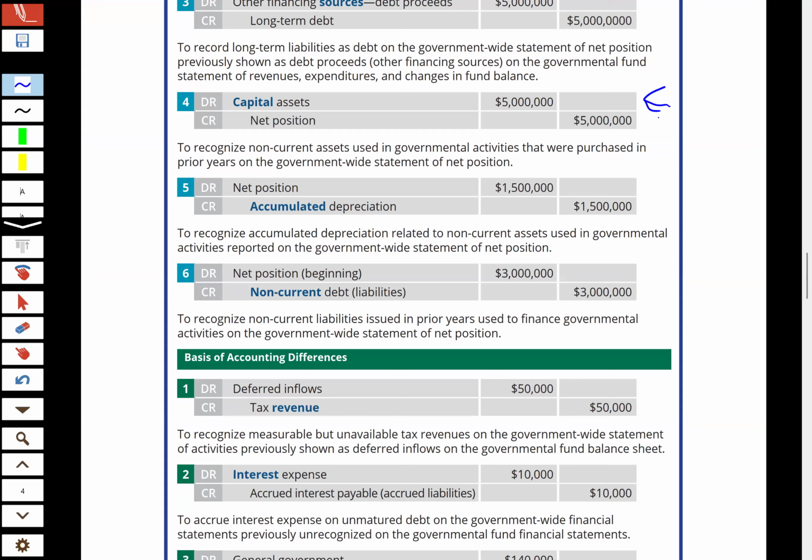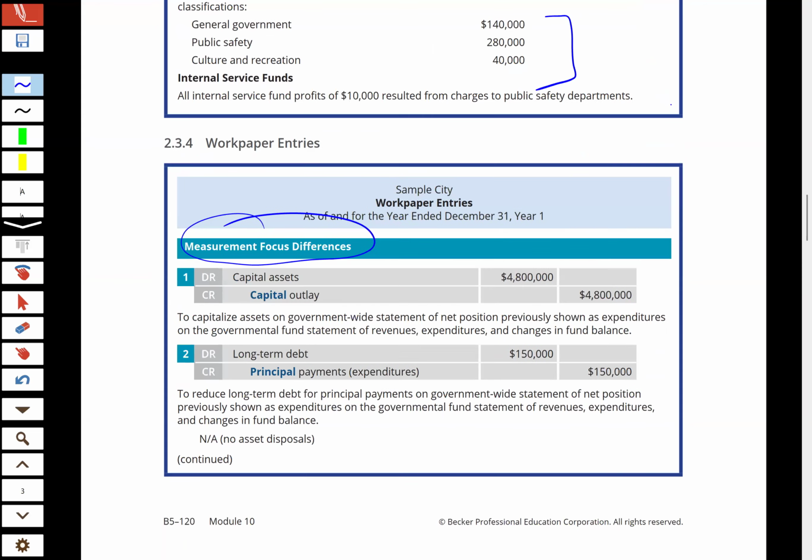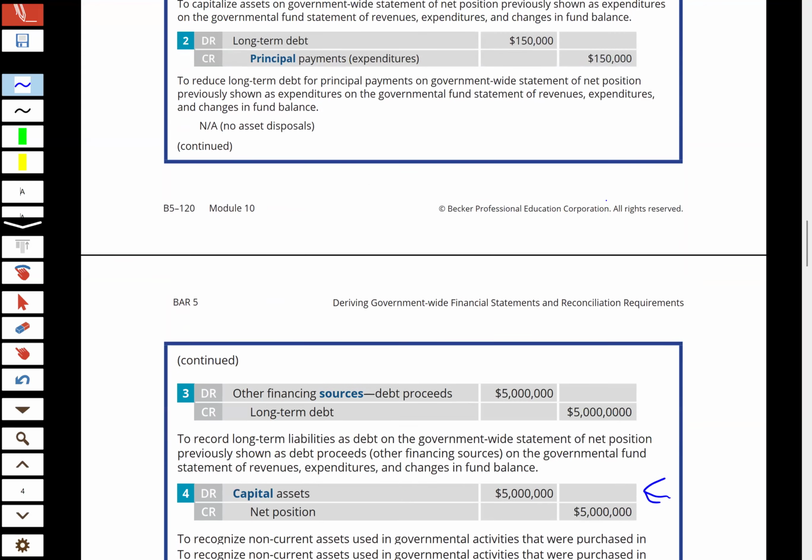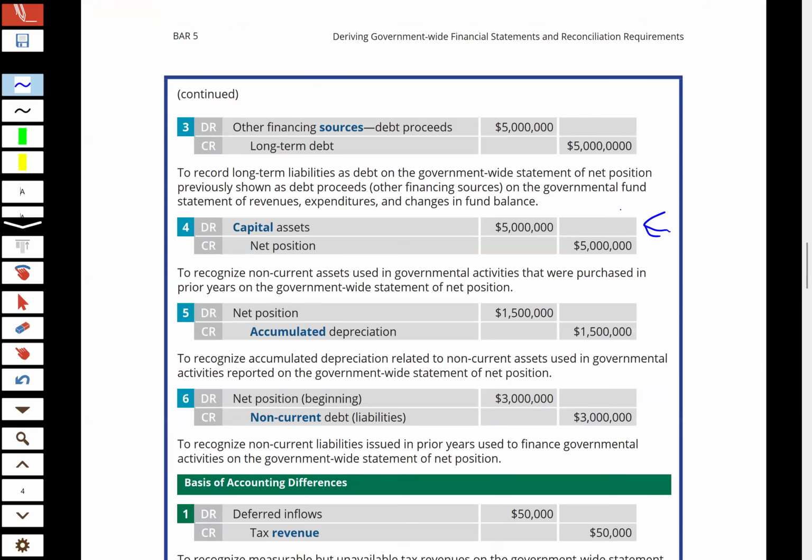Now we would have to pick up the accumulated depreciation that existed at the beginning of the year. And again, that was provided in the other facts, that we had accumulated depreciation of 1.5. So we pick that up. That's the accumulated depreciation that had existed at the beginning of the year. Accumulated depreciation is subtracted from our assets, so that, of course, would reduce our net position. So we debit net position. And then for our beginning liabilities, assets minus liabilities, to decrease net position, you debit it. So we would debit net position, credit the non-current liabilities.